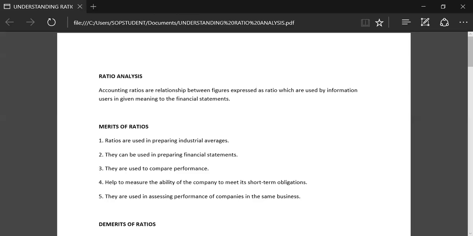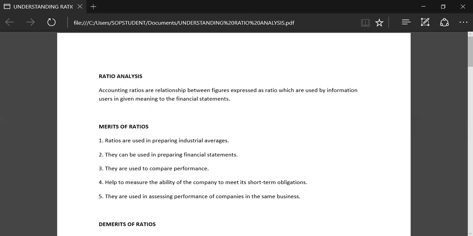This is a presentation on ratio analysis. Now, accounting ratios are relationships between figures in the financial statement which are expressed as ratios. These ratios are useful in preparing industry averages. They are useful in preparing financial statements. They are useful in comparing performance.